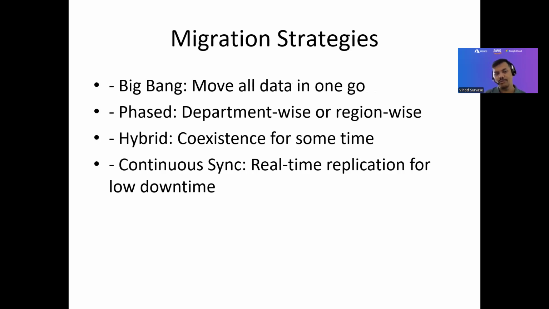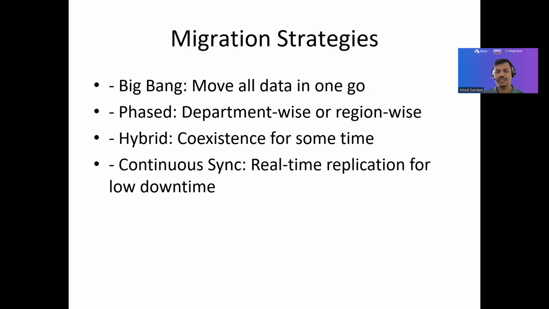On the hybrid one, we have coexistence for some time between two different systems, right? Source and target, and we would be migrating gradually, and we will keep both systems up and running so that we can use the source system as a business system during the migration, and we are not impacting business at all, right? And then we can do the cutover once the migration is completed.